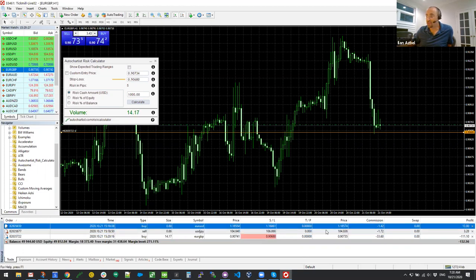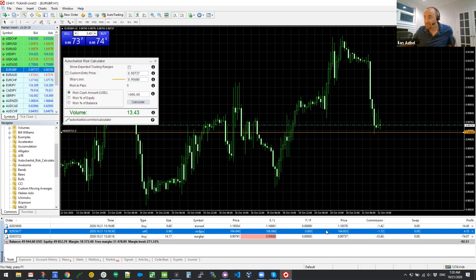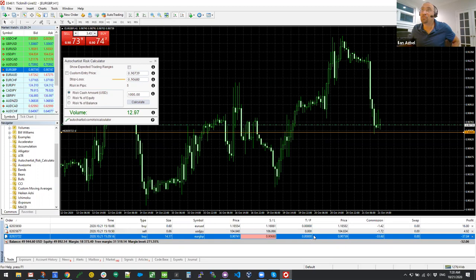EURUSD daily chart, one on USDJPY daily chart. So the pip value is different. One on EURGBP hourly chart with a tiny little risk in pips, only 5 pips in risk. The others were 100 pips, another one 170, another one 122. And notice though, in all of them, I've only risked $1,000. So obviously as a percentage of my equity, that's really, really small. It's only 2% of my equity.